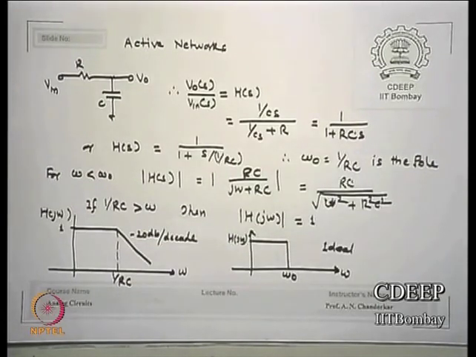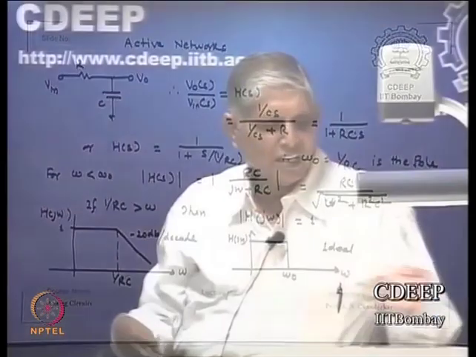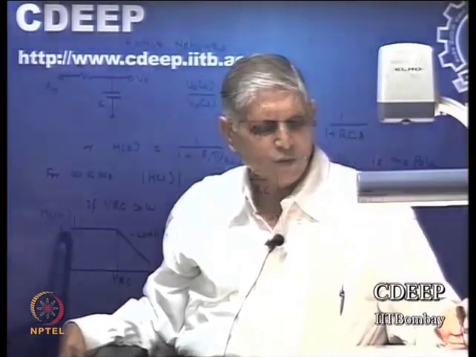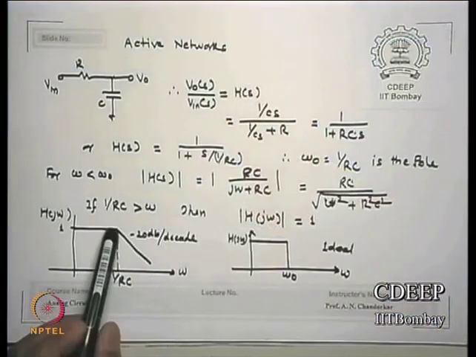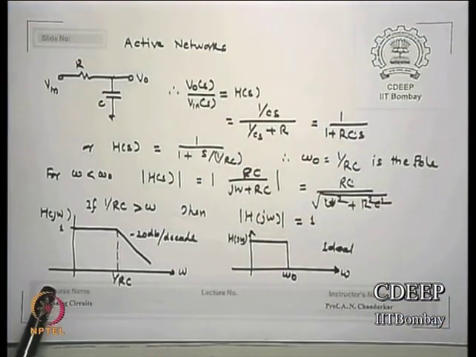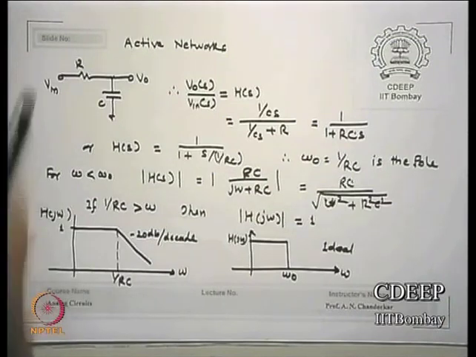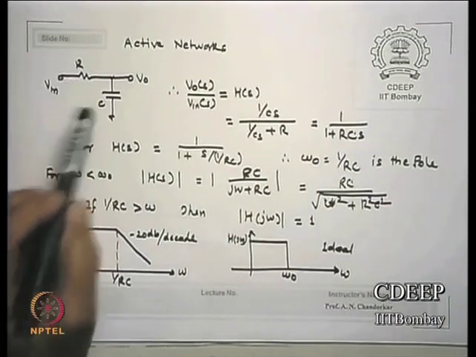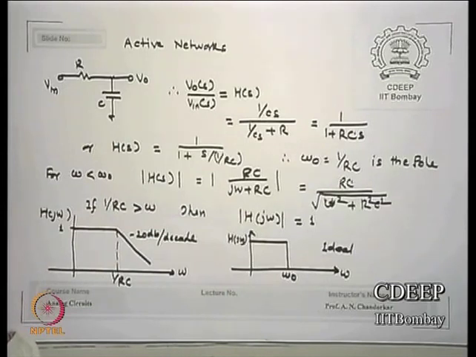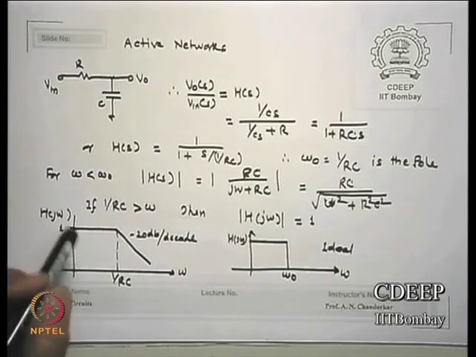What does that mean? There is a pole in the negative half at minus omega 0, and if I plot the Bode plot, therefore at this point the gain will start falling. So a simple RC network actually acts like which filter? Low pass filter.